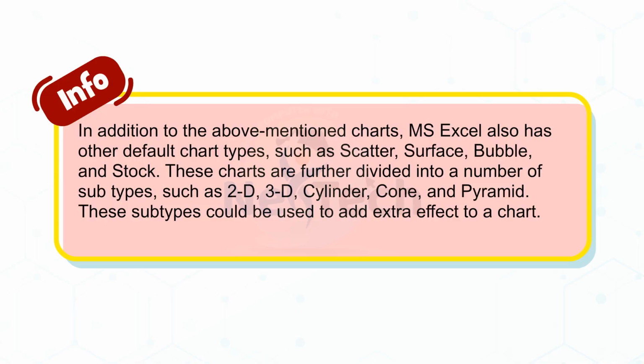Info. In addition to the above-mentioned charts, MS Excel also has other default chart types such as scatter, surface, bubble, and stock. These charts are further divided into a number of subtypes such as 2D, 3D, cylinder, cone, and pyramid. These subtypes could be used to add extra effect to it.